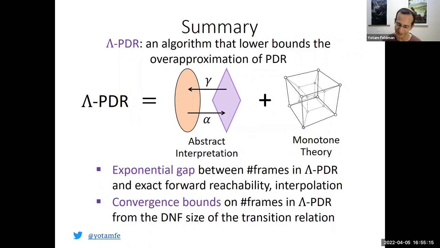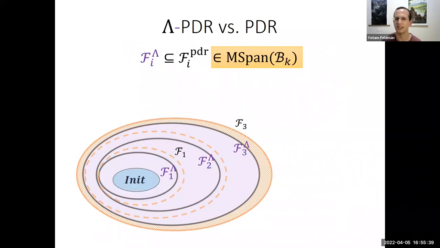Results from last week possibly indicate that maybe we can prove some actual complexity bounds or provide, at least in theory, an efficient implementation of Lambda PDR, but maybe not. We still need to figure that out. It's also a very interesting direction to see whether Lambda PDR in itself won't be a good idea in practice. I think I also have a slide for that.